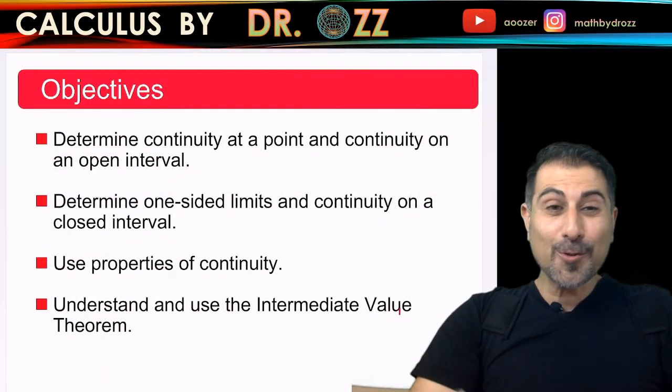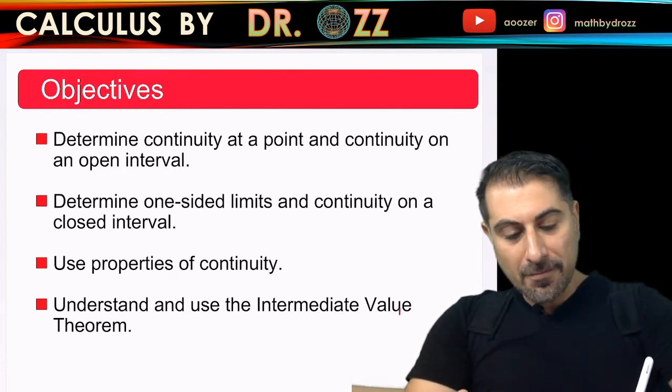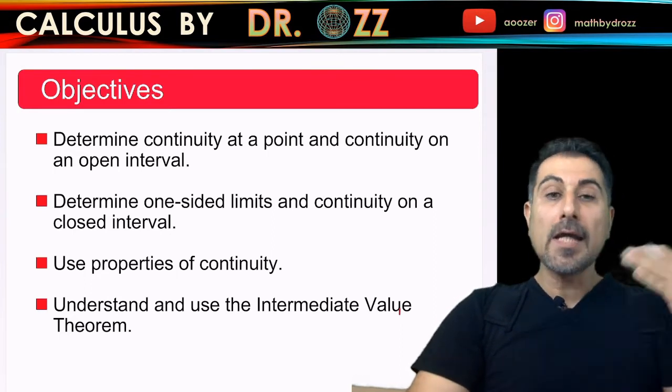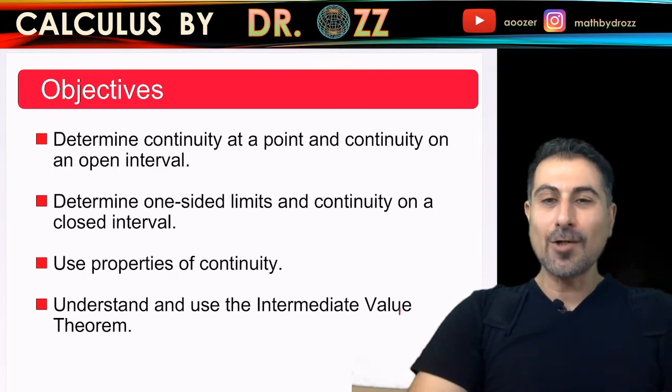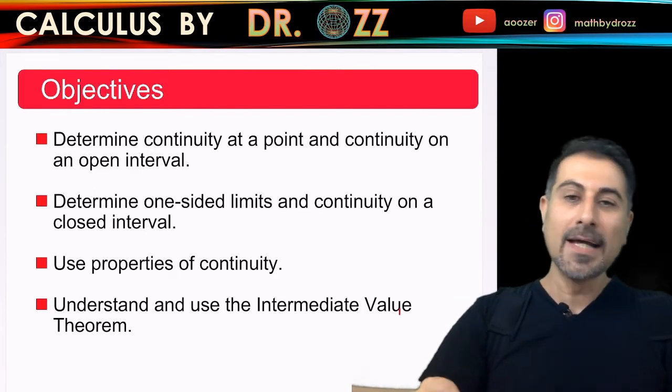We have 4 course learning objectives, and each of them is going to be a video. First, we're going to start with the definition of continuity at a point, as well as continuity on an open interval. We are also going to discuss the cases where continuity fails.